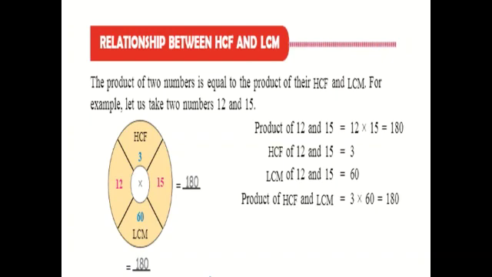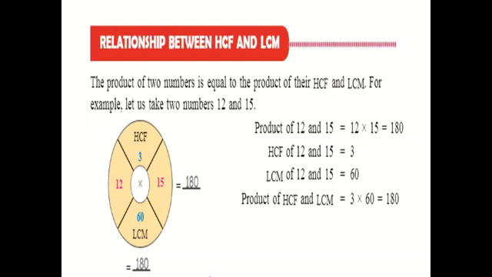Here, what is given? The product of two numbers. That is, whatever the numbers given, here it is 12 and 15. When you multiply 12 and 15, you get 180 as the answer. That is equal to the product of their HCF and LCM. So the product of the given numbers is equal to HCF into LCM.